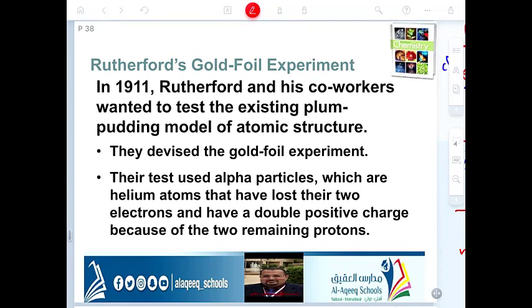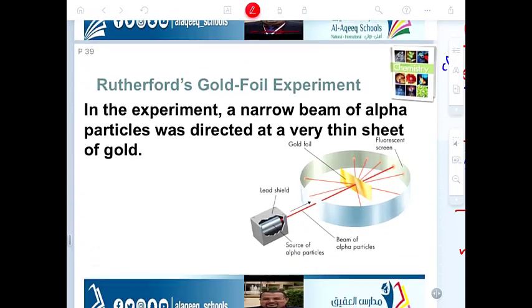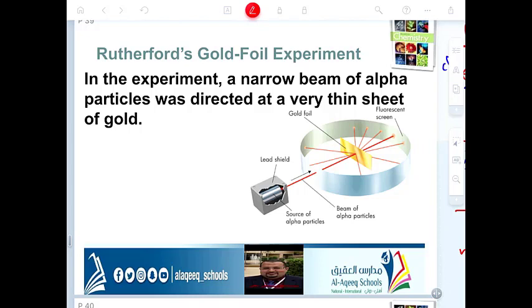Rutherford, with some other scientists, tested the plum pudding model of the atomic structure, and he discovered something else. He used something called alpha particles, and he used helium atoms to take this alpha from it, alpha carrying positive charge only. How? Let's see this experiment of Rutherford.